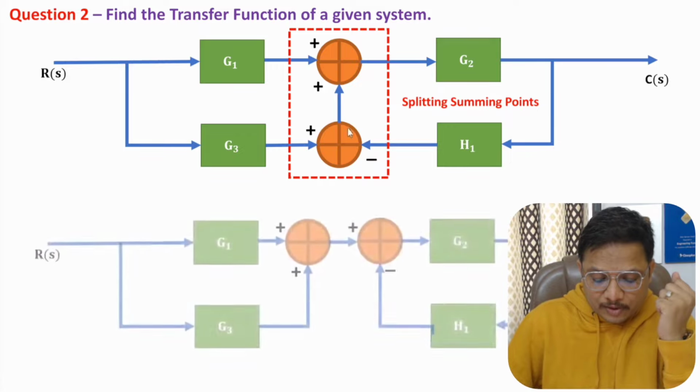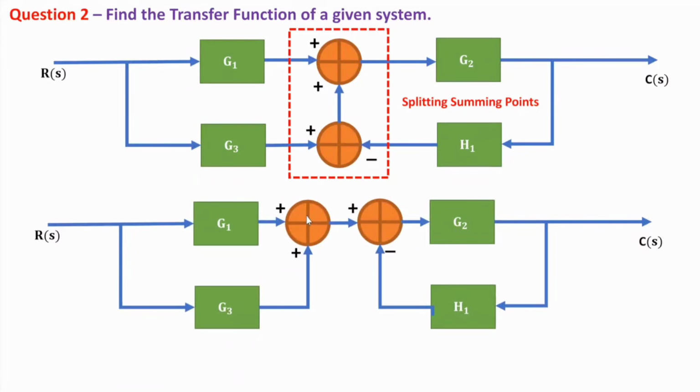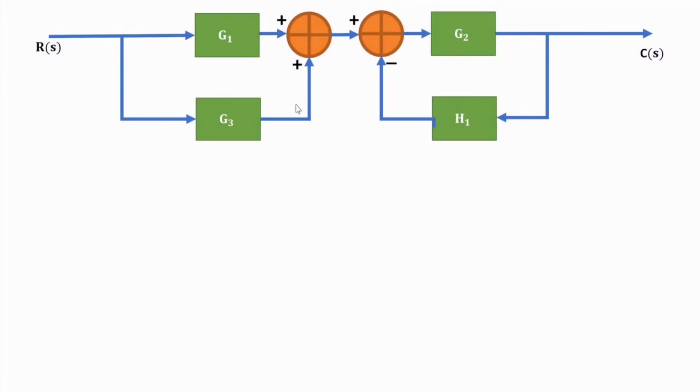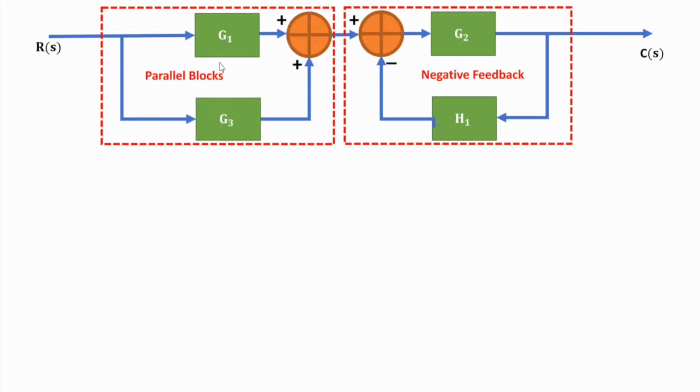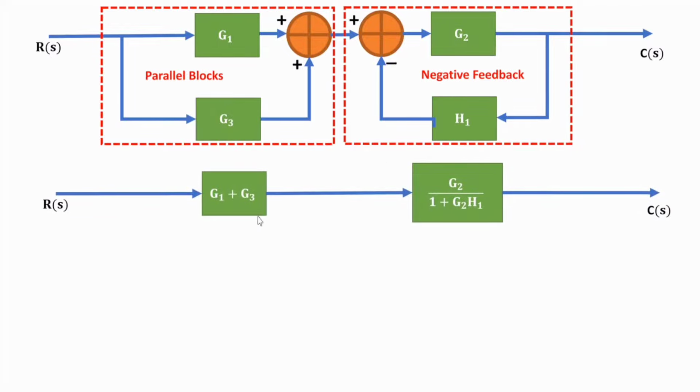Over here we can provide +2 plus polarity, here we can provide -2 plus polarity. So if you observe, I have provided two separate summing points. Here plus plus as per this polarity and here minus polarity as per minus plus. So now you can have parallel connection over here and this is negative feedback, right? In parallel block, resultant of this is G1 plus G3 and resultant of negative feedback is G2 divided by 1 plus G2 H1, right? So just place that, and here we have series connection.